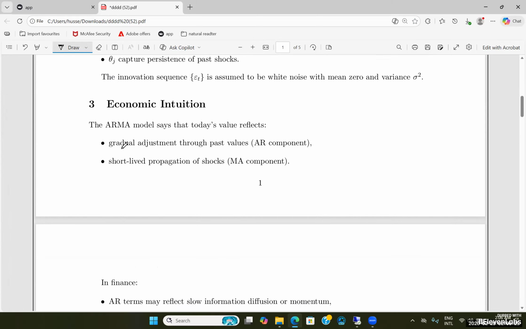So first we have a mechanism of gradual adjustment, meaning that current conditions are slowly modified and influenced by their previous historical values. And then secondly, we also encounter the phenomenon of short-lived propagation of shocks, which means that any sudden disturbances or impacts tend to dissipate quite quickly. As a practical illustration, consider the fluctuating level of sales that a particular company might experience over a given period. The overall demand for a product often appears to grow quite gradually over an extended period.